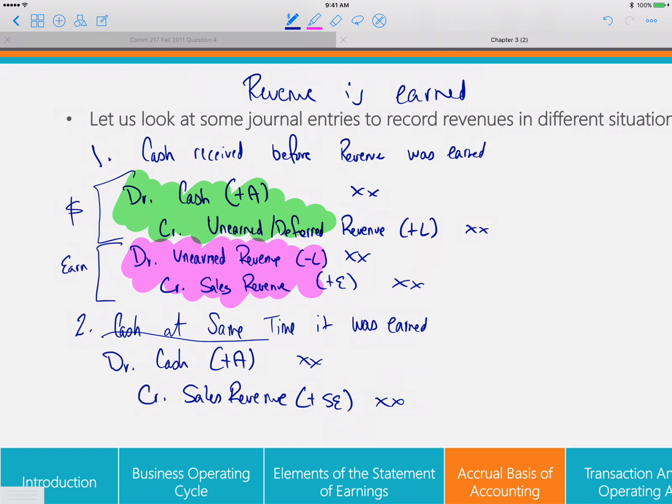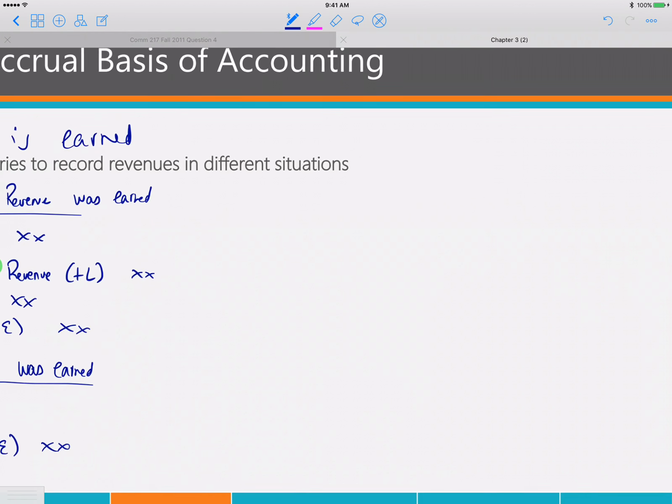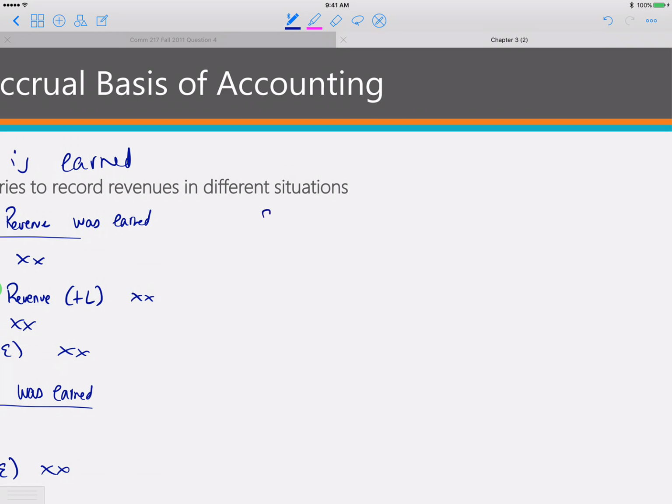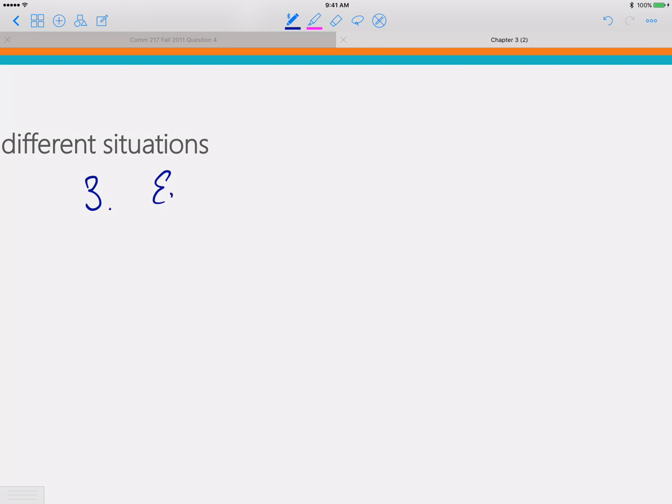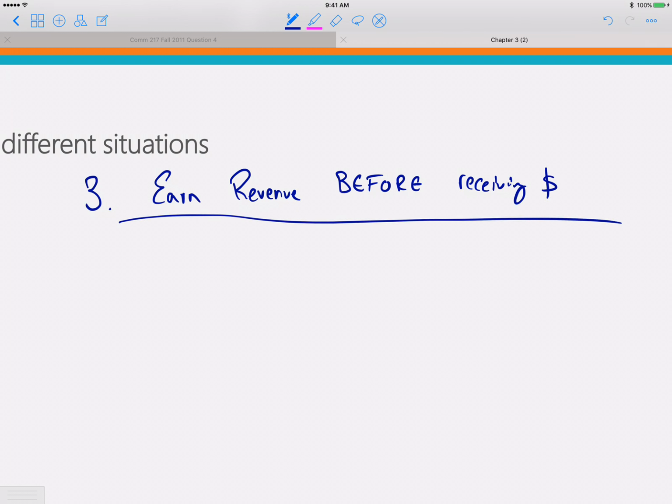So that's a lot more simple, right? It's very straightforward when you receive cash at the same time it was earned. And finally, we're going to show what happens when you earn the revenue before receiving cash.